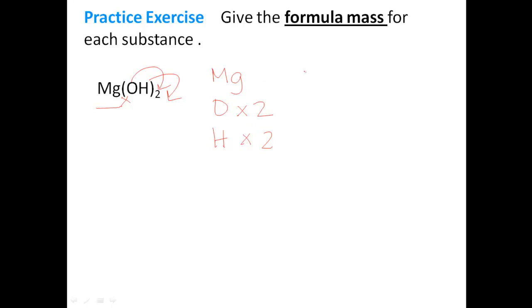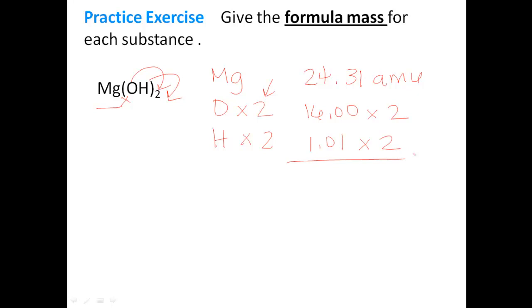So we look on our periodic table. The formula mass of magnesium is 24.31 AMU. The formula mass of oxygen is 16.00, but we have 2 atoms present, so we have to multiply 16 times 2. Hydrogen has an atomic mass of 1.01, but we have to take into account that we have 2 hydrogen atoms present, so we have to multiply that by 2. So now we just do our simple math.